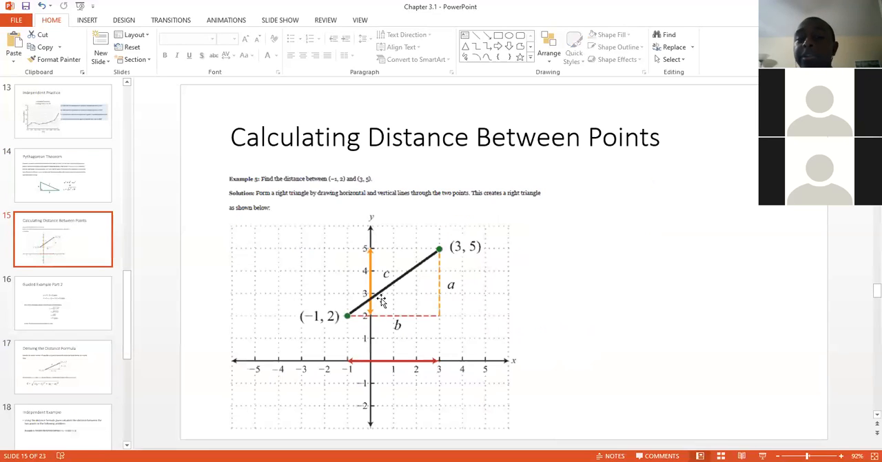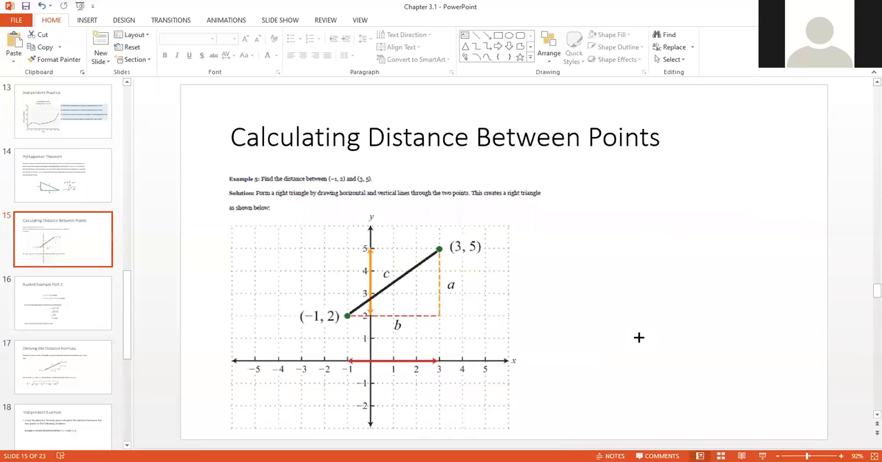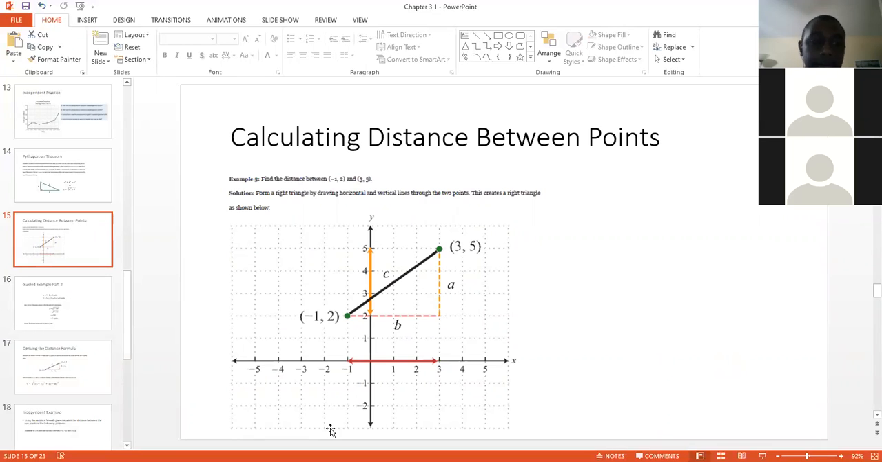First, before I go on, does this make sense? Calculating the distance between the points, why you make a triangle, and how to use the Pythagorean theorem. Yeah, for sure.